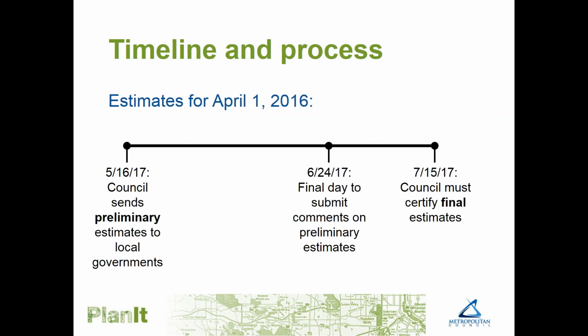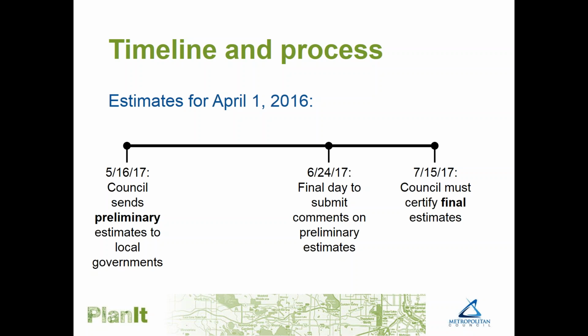I want to switch gears now and talk about the timeline and process for commenting on or challenging the estimates. I explained toward the beginning of the webinar that this is an important role that local governments can play. State law has instituted June 1st as the date by which we have to convey the preliminary estimates to communities. In practice, we usually do this by mid-May. So for example, this year we're planning, I hope, well, definitely planning, but I hope we can actually fulfill this goal of mailing by May 16th.